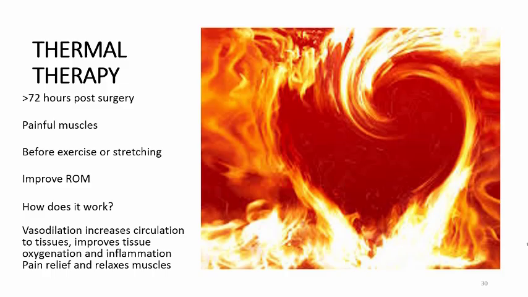And, just as we can use ice with these patients, we can also use heat. So you do not want to use thermal therapy within 72 hours of surgery because we have a lot of inflammation. And our thermal therapy increases circulation, causes vasodilation to tissues, and it's going to improve oxygenation, but you don't want to bring more inflammation to already inflamed tissues. We use it a lot with neurological rehabilitation for painful muscles before exercise or stretching, and also to help improve range of motion.